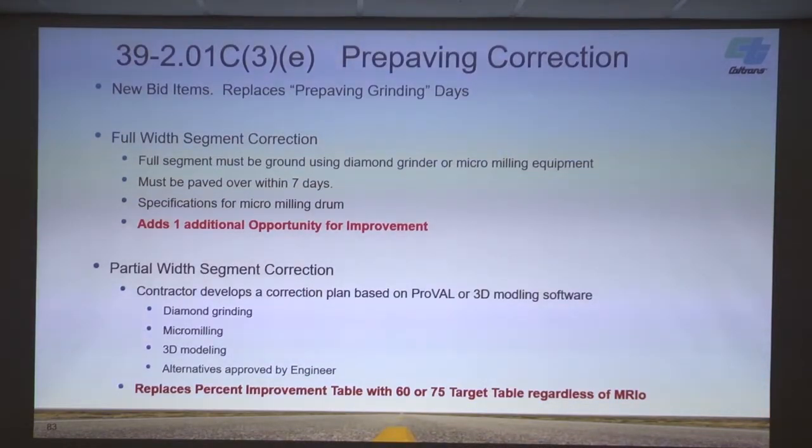It was not a good bid item. It was putting all the responsibility on us and nothing on them. And if they had any MRI segments that were over 180, we couldn't enforce the smoothness specs. So the pre-paving grinding day bid item is no more.